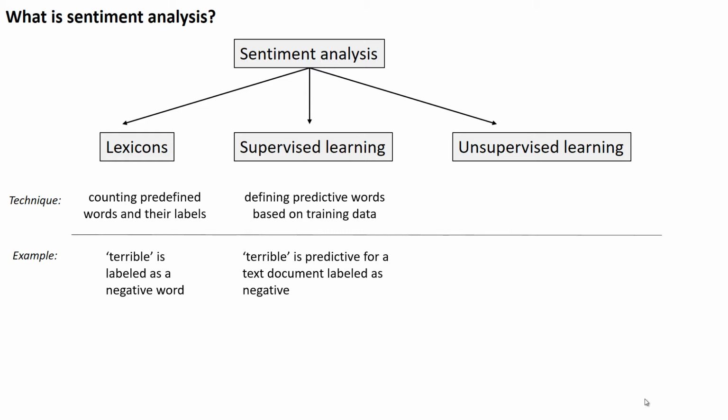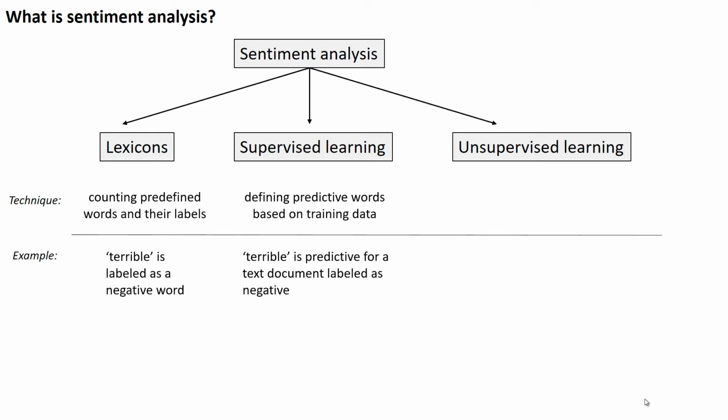So we don't feed any straightforward lexicon to the computer. The computer will find out that "terrible" is a word that often occurs in documents that we labeled as negative. But of course, the interactions that the supervised learning algorithm could detect can be very complex. It can be a combination of words or even a combination and order of words.